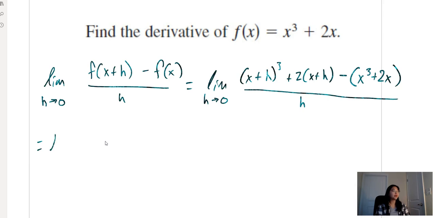That equals, and look, I'm not dropping my limit notation because a limit is a number, not an expression. So then let's expand this out and avoid the freshman's dream. The freshman's dream is just distributing this exponent there. That is not something that we do.